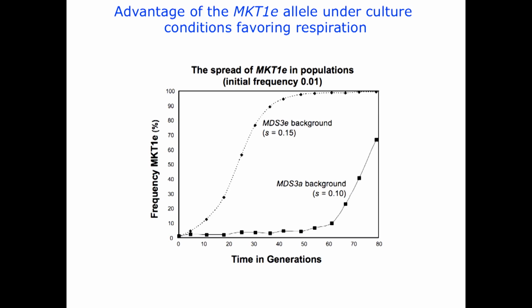So that's PMA1. Let's talk about the low glucose side. This is MKT1, the mutant allele. This is the MDS3 global regulator. What you can see is that when this one is used as a background together with this mutant allele, it rises very quickly in the population. When the ancestral allele is used as a background, it rises much more slowly. So the benefit of this on the respiratory side of the equation works much better with MDS3 working early in the growth curve.